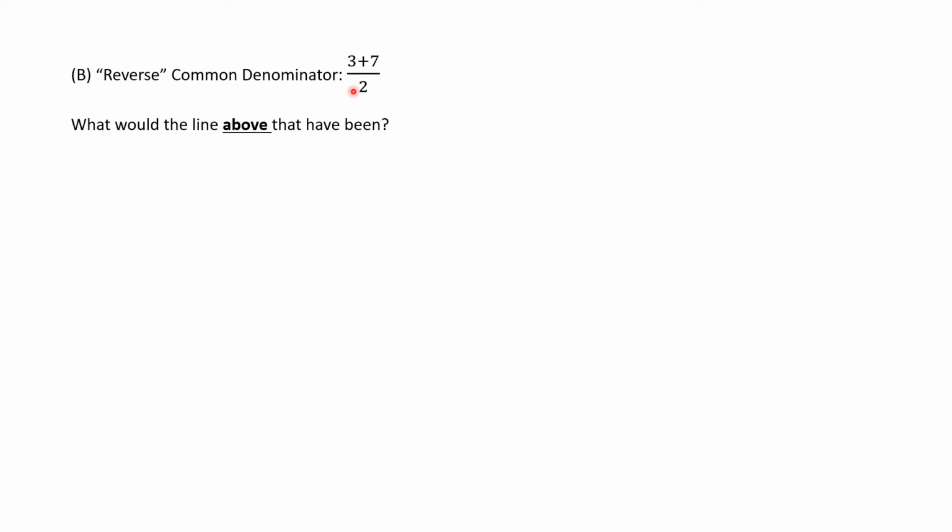Reverse common denominator. So let's say you were in elementary school and you had this line. What would you have had above it? What would have been the step above it? So above that, I would have had 3 over 2 plus 7 over 2. That would have led to the next line, right? So that's kind of a reverse common denominator that we need sometimes.